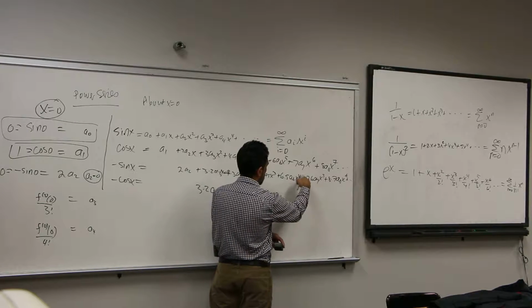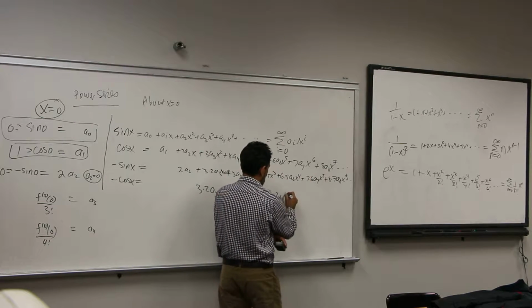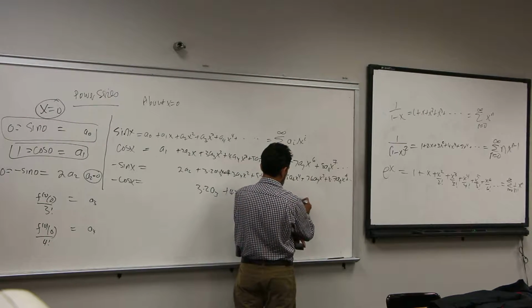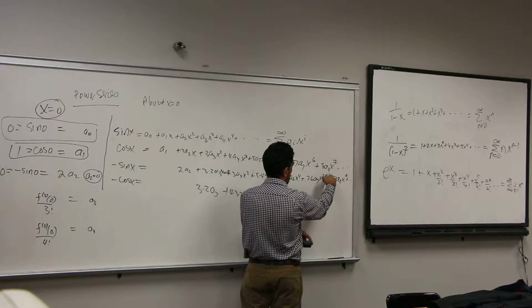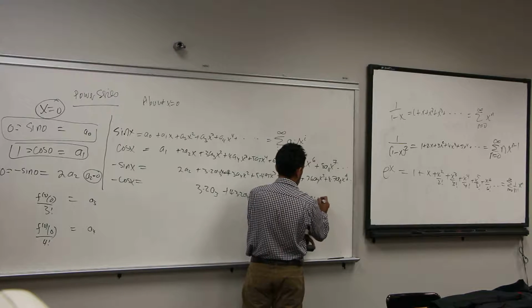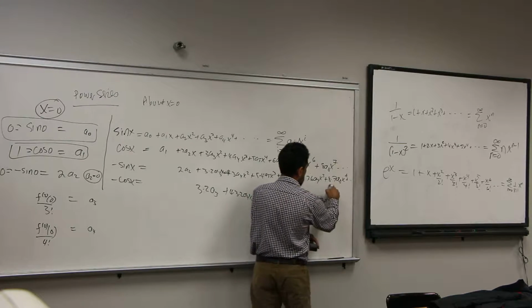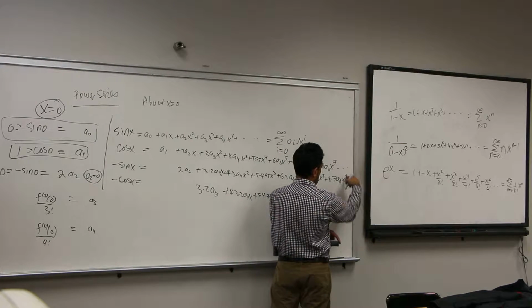Or 6 times 5 times 4, a6 x cubed. Or 7 times 6 times 5, a7 x to the 4. 8 times 7 times 6, a8 x to the 5.